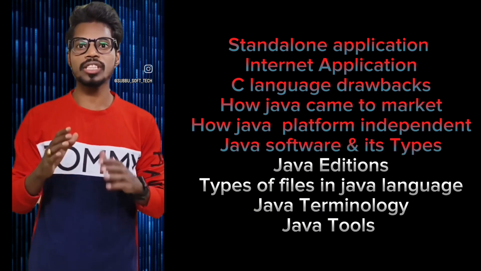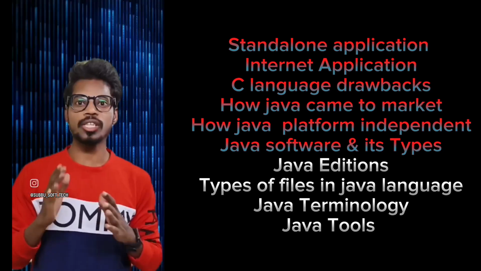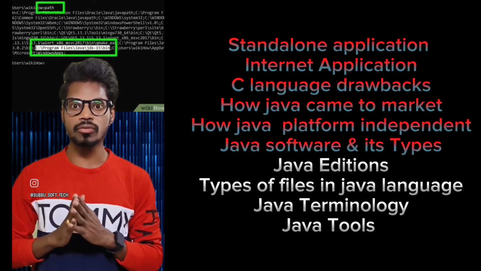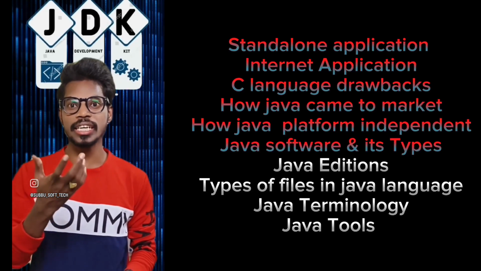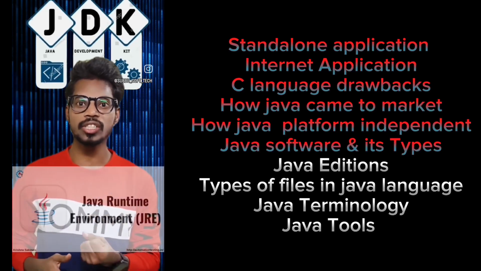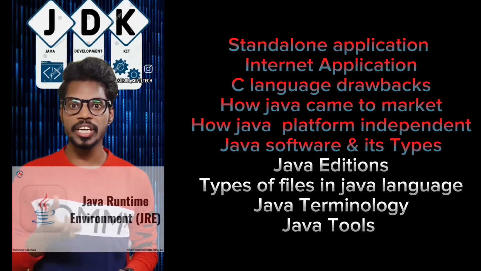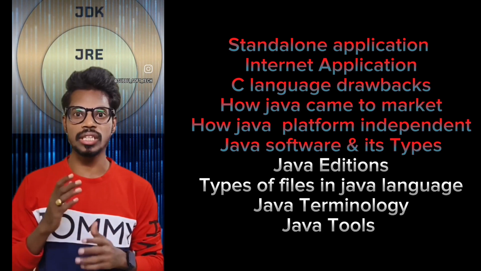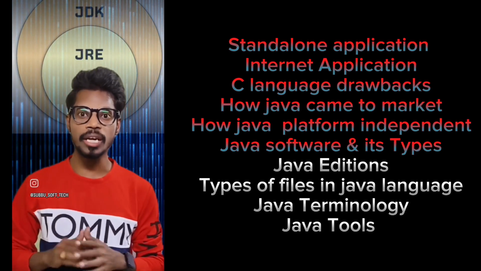If you want to work with the Java programming language, you must install Java software on your machine. What Java software is available? One is JDK software and another one is JRE software: Java Development Kit and Java Runtime Environment. These are the two softwares available in the Java programming language.